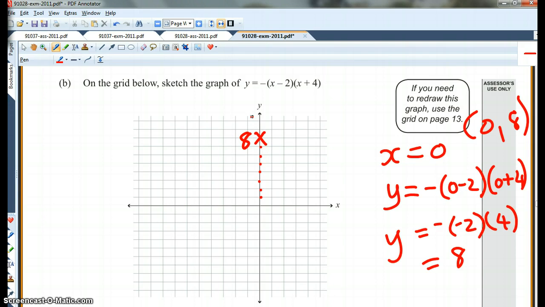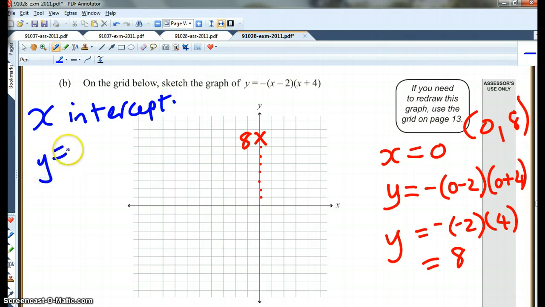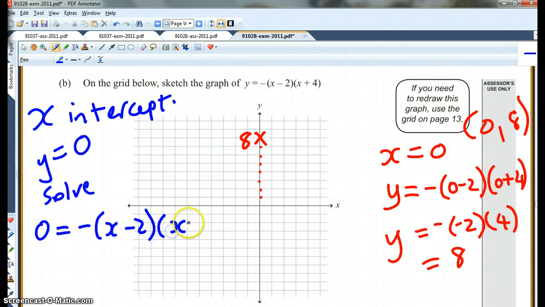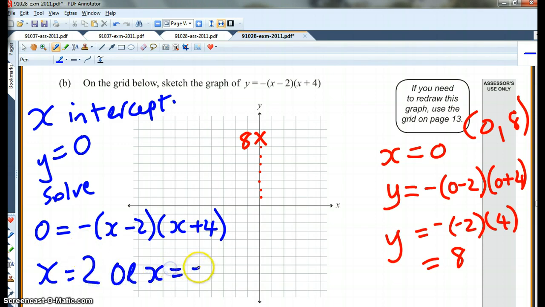Now what's another key feature of a graph like this? We've got a y-intercept. What would be another intercept? The x-intercept. So how would I get the x-intercept? The x-intercept happens when y equals 0, correct? So we need to solve 0 equals negative (x minus 2)(x plus 4). And how do we solve that? What are the solutions? x equals 2, or x equals negative 4.